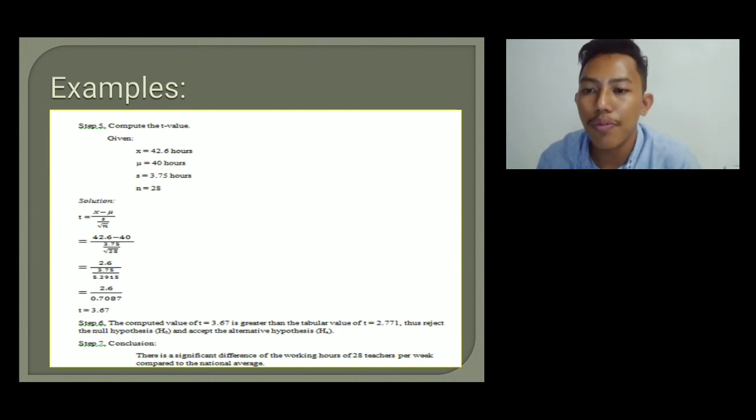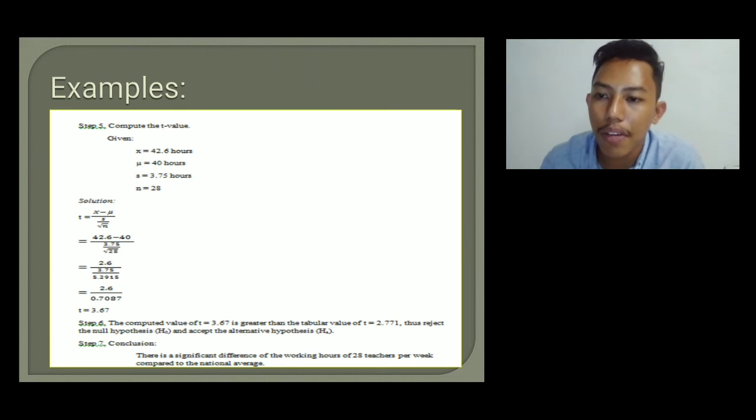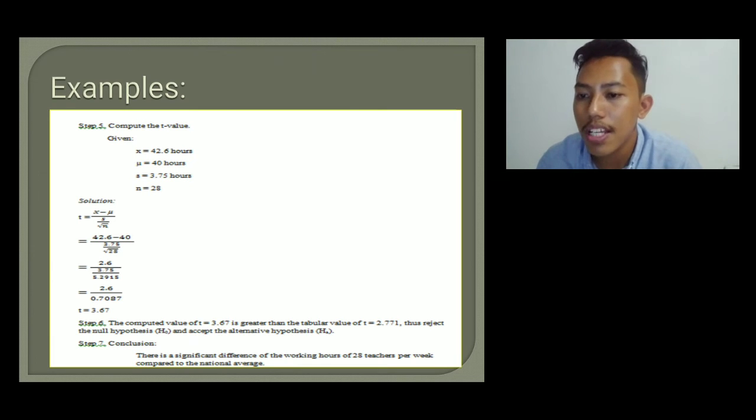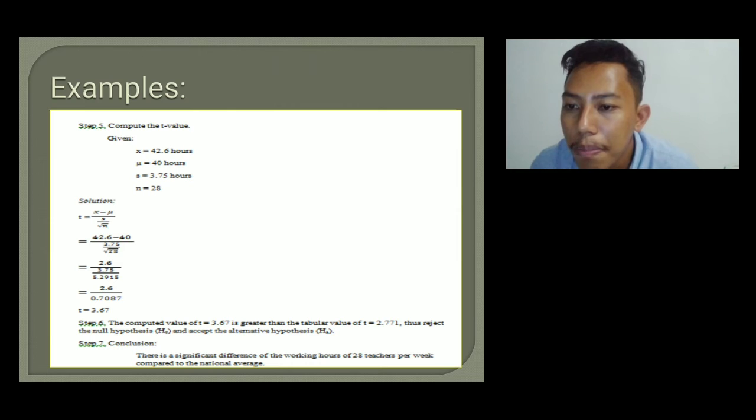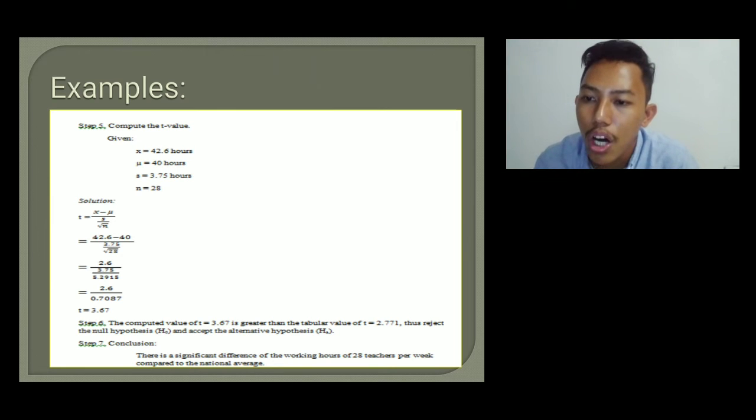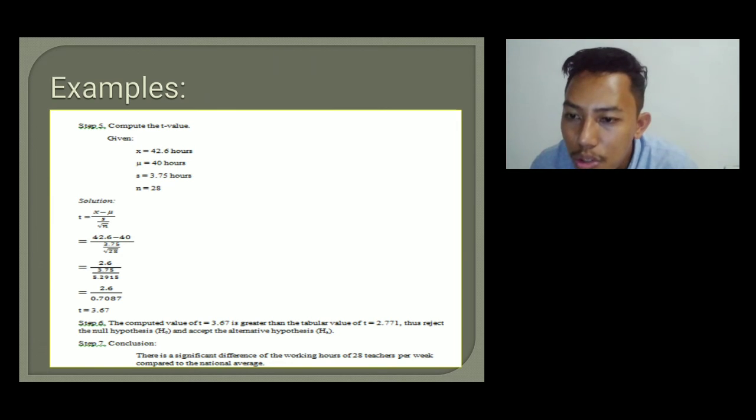Step 5, compute the t value. Given our x is equal to 42.6 hours, our population mean is 40 hours, our s is 3.75 hours, our n is 28. Solution: we need to substitute the given to this problem. So 42.6 minus 40 over 3.75 over the square root of 28. So it will become 2.6 over 3.75 over 5.2915. It will now become 2.6 over 0.7087. Our t value now is 3.67.